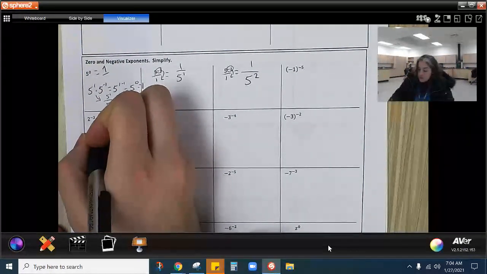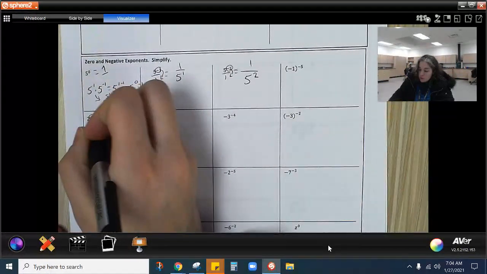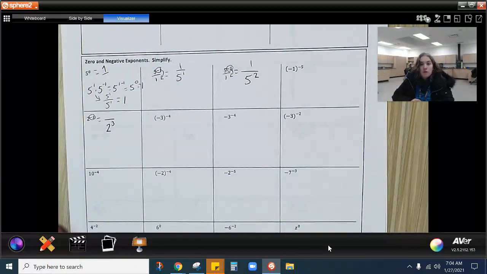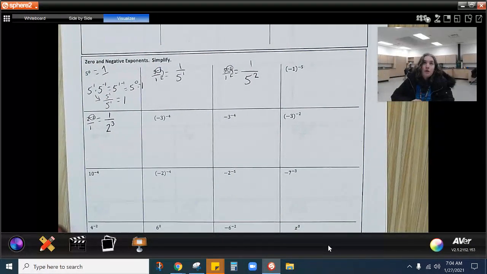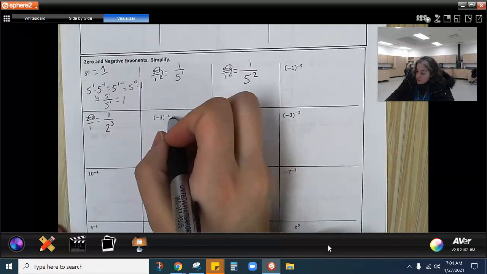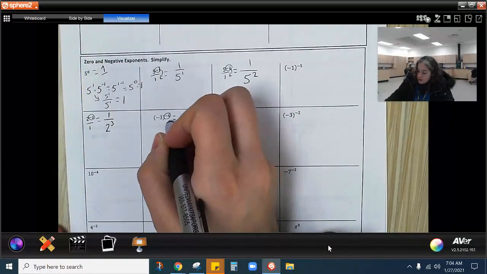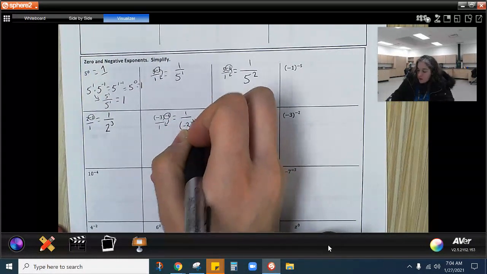So let's do it with this one down here. We've got negative 3 to the negative 4. So I'm going to move it so that it's in the denominator. But wait a second, what goes in the numerator? 1. All right, remember, any number always has a ninja number 1 in the denominator. It's always there. You just don't always see him. He's a ninja. All right, so this one would become a 1 over negative 3 to the 4th power.